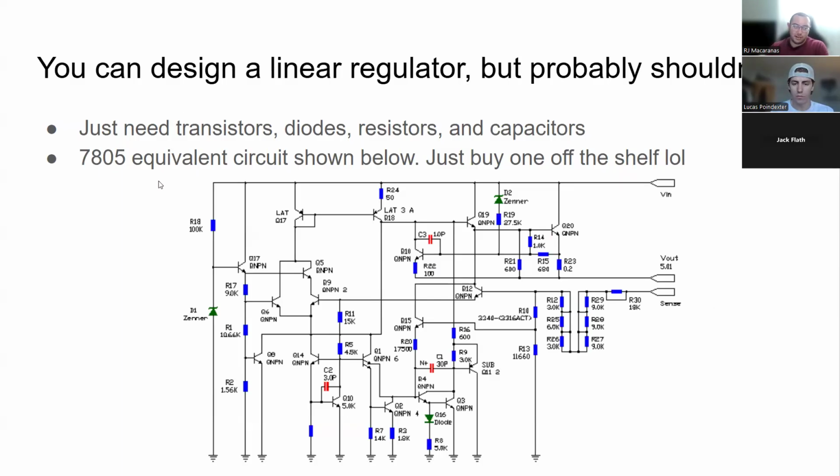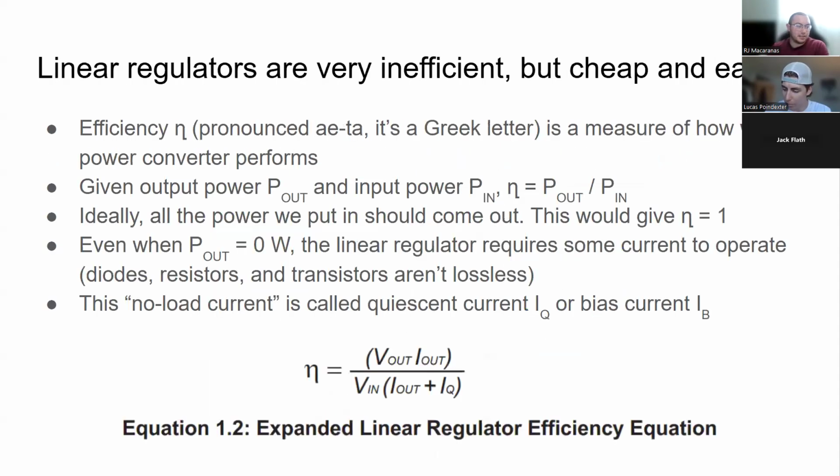So this is what the 7805 circuit looks like, just with discrete parts. So you've got resistors, there's some Zener diodes, a bunch of NPN transistors, and a lot of stuff going on here. And you can just buy them off the shelf for pretty cheap, right? These things run maybe upwards of $2. You can get one pretty cheap. So you don't need to design it yourself.